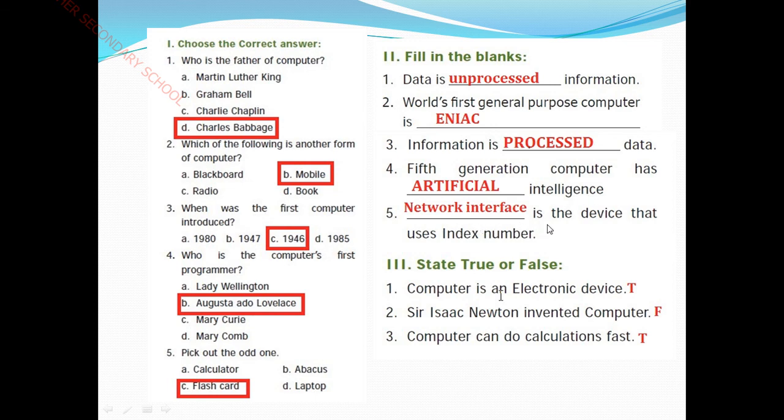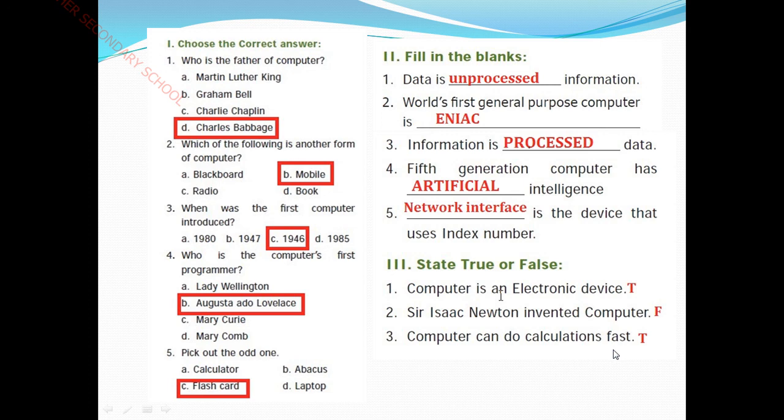Next one, network interface is the device that uses the index number. What is in the network interface? It is a unique number used for the device. Next we are going to see whether the statement is true or false. Computer is an electronic device. Is this true or not? True. Sir Isaac Newton invented the computer. Is this true? No, false. Computer can do calculations fast. Is this true? Yes, true.